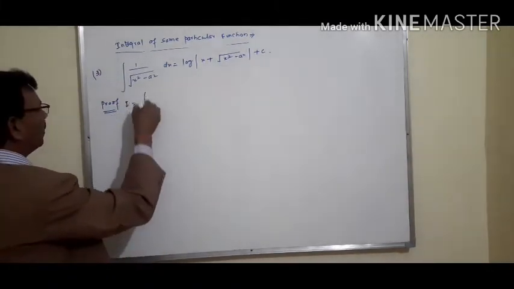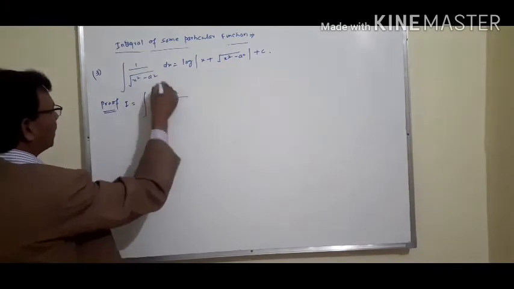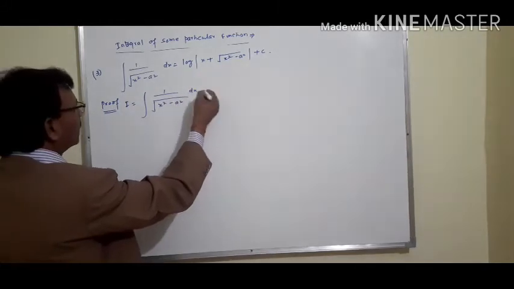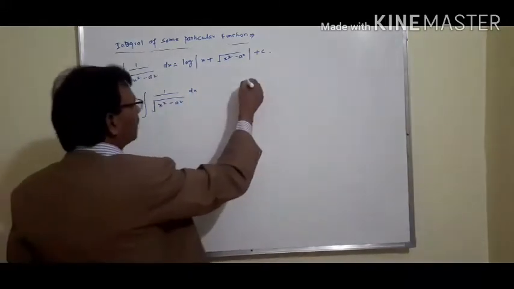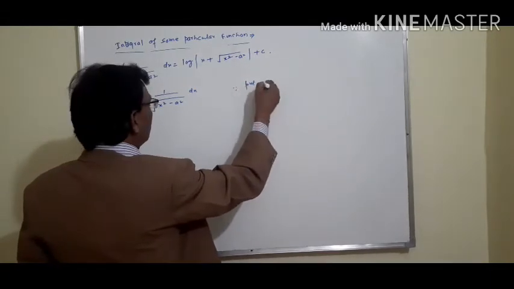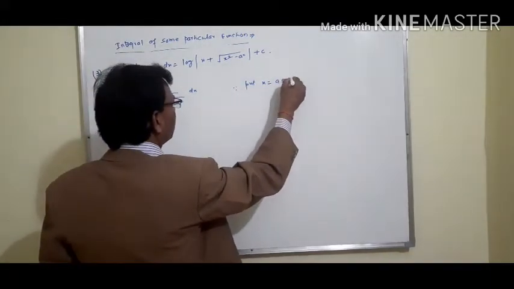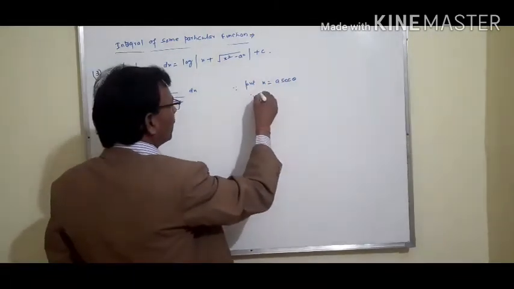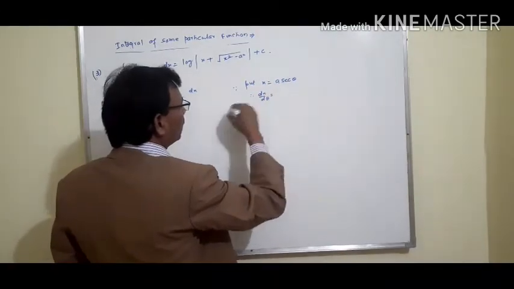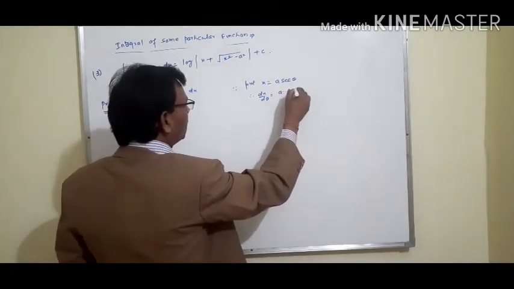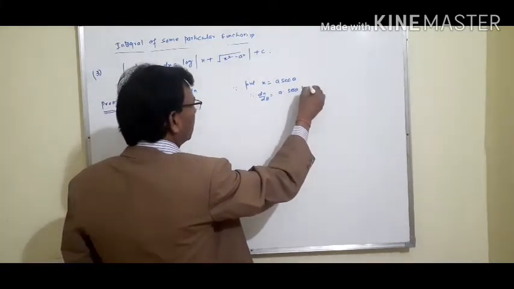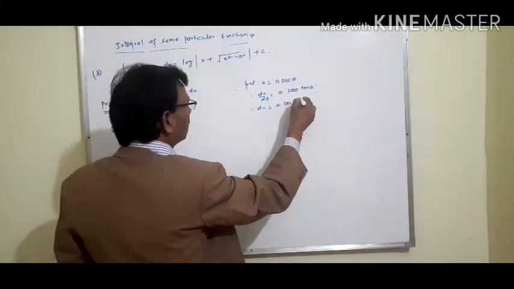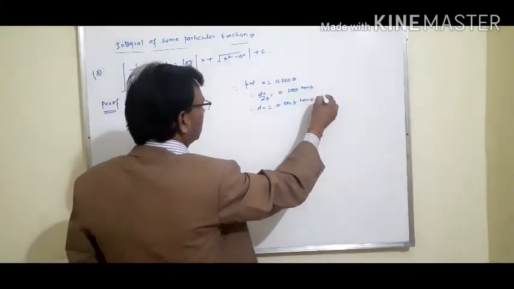Our function I equal to the integration of 1 upon root under x square minus a square into dx. Put in this function x equal to a sec theta, and differentiating with respect to theta, dx upon d theta equal to a into sec theta into tan theta, therefore dx equal to a into sec theta into tan theta into d theta.